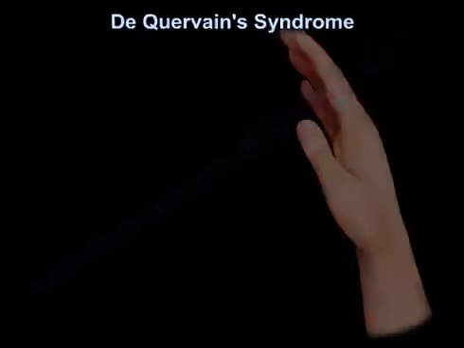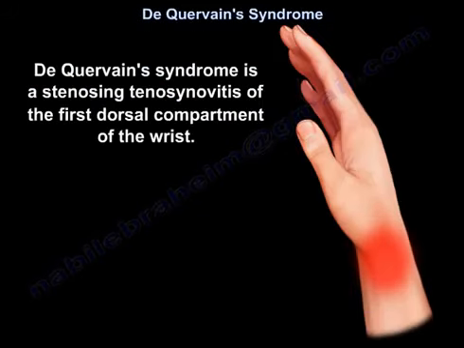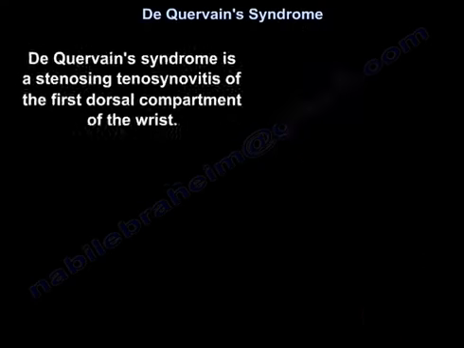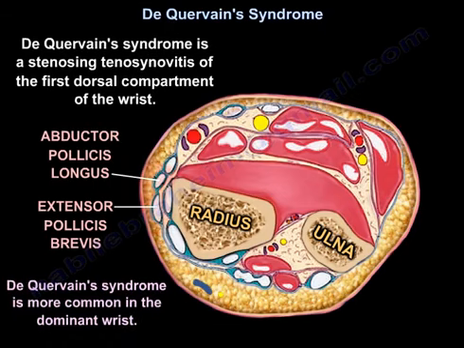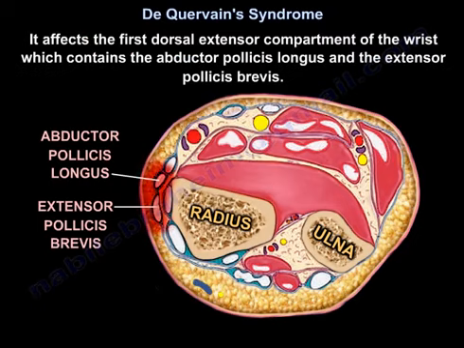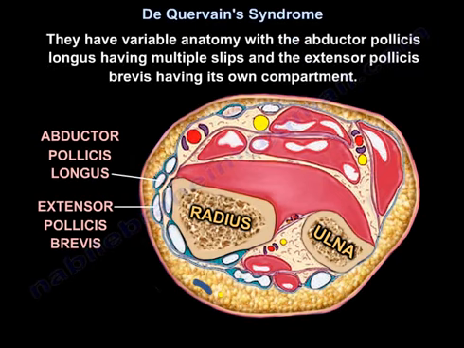De Quervain syndrome. De Quervain syndrome is stenosing tenosynovitis of the first dorsal compartment of the wrist. It's more common in the dominant wrist. It affects the first dorsal extensor compartment of the wrist, which contains the abductor pollicis longus and the extensor pollicis brevis. They have variable anatomy, with the abductor pollicis longus having multiple slips and the extensor pollicis brevis having its own compartment.